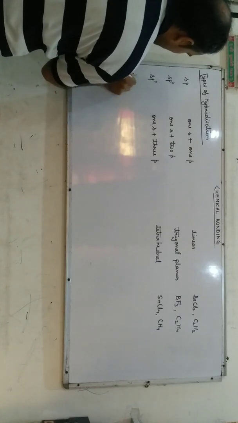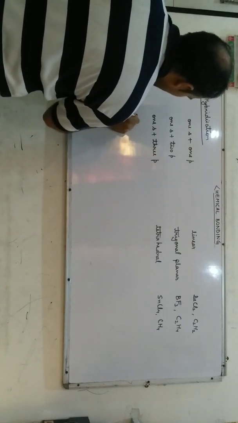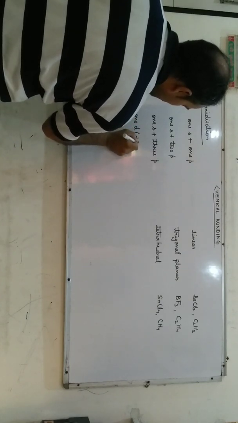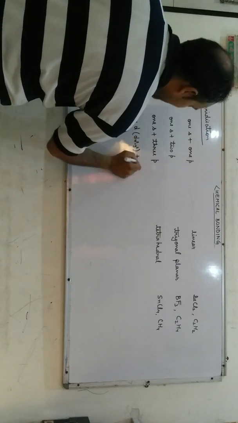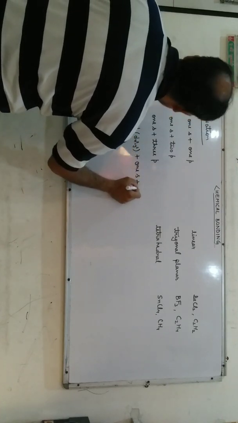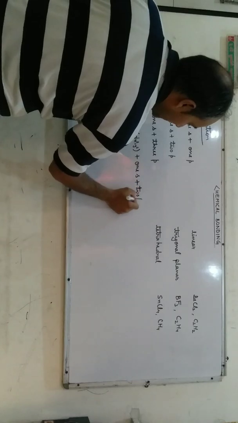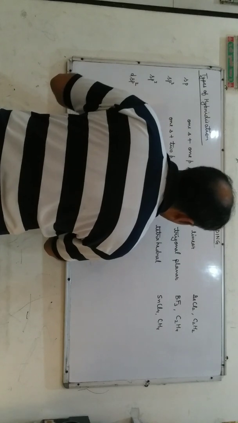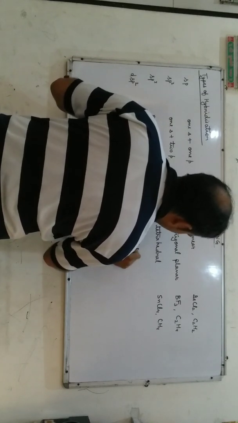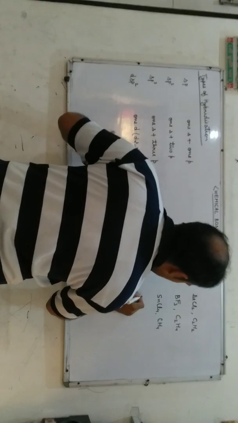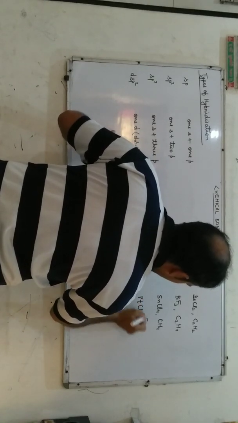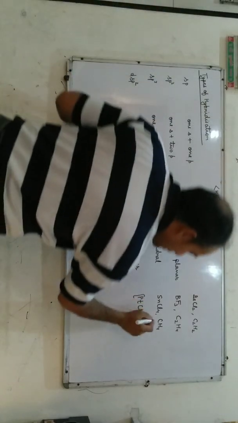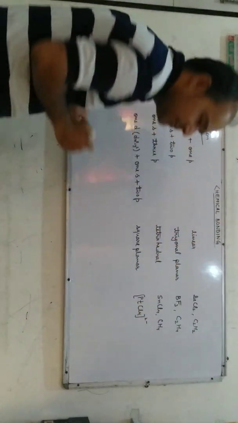Now let us come to dsp2 hybridization, in which one d orbital, generally dx2-y2, and one s plus two p orbitals are involved. The shape of this type of molecule is square planar. The best example of it is PtCl4 with 2 negative charge.